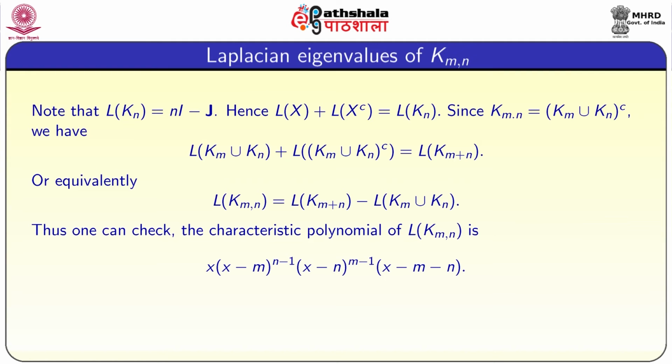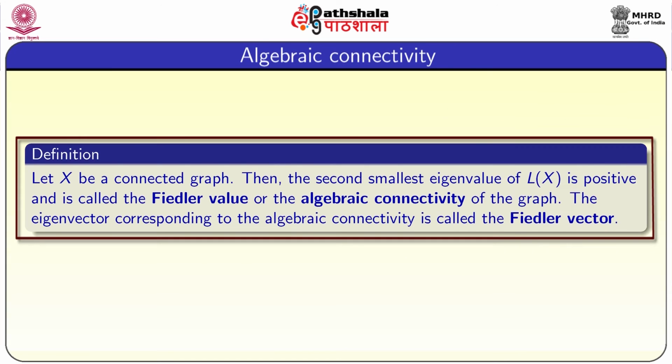Or equivalently, the Laplacian matrix of K_{m,n} is equal to the Laplacian matrix of K_{m+n} minus the Laplacian matrix of K_m union K_n. Thus, one can check that the characteristic polynomial of K_{m,n} is x times (x minus m) to the power n minus 1, times (x minus n) to the power m minus 1, times (x minus m minus n).